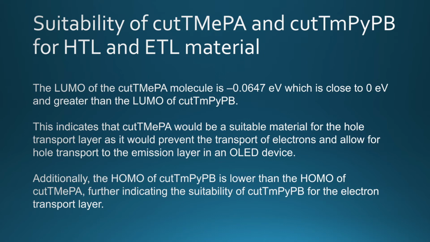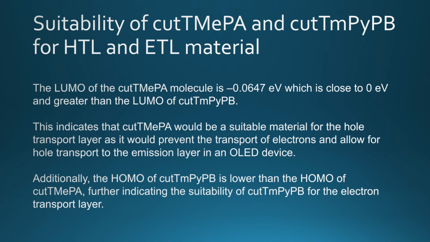Now, the LUMO of the cut TME-PA molecule is very close to 0 at -0.0647 electron volts, and is also slightly higher in energy than the LUMO of the cut TM-PYPB. This would indicate that the material is more suitable for the hole transport layer, as it would prevent the transport of electrons and allow the hole transport layer to deliver to the emission layer in the OLED device.